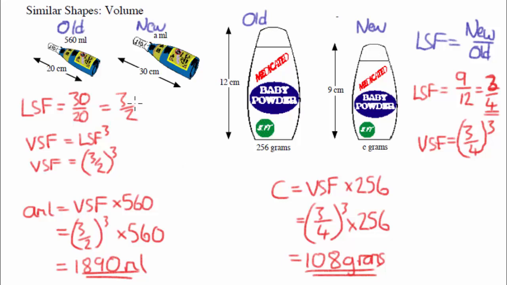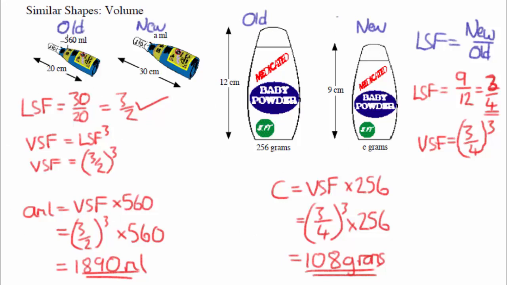So, linear scale factor bigger than 1 because the size of the similar objects is increasing. Linear scale factor smaller than 1 because it's decreasing. Volume scale factor is just the linear scale factor cubed. Okay, so that's the exact same in both instances. And then you times the volume scale factor with the volume you do know of. Do that for both.